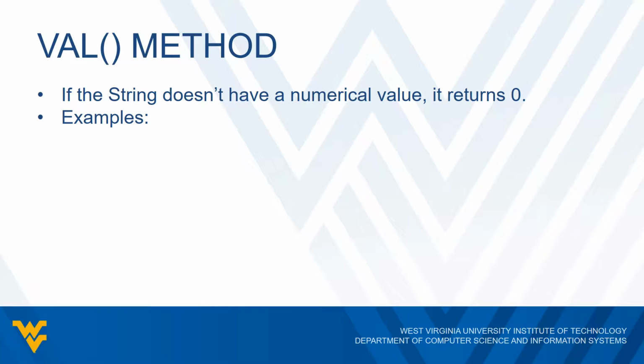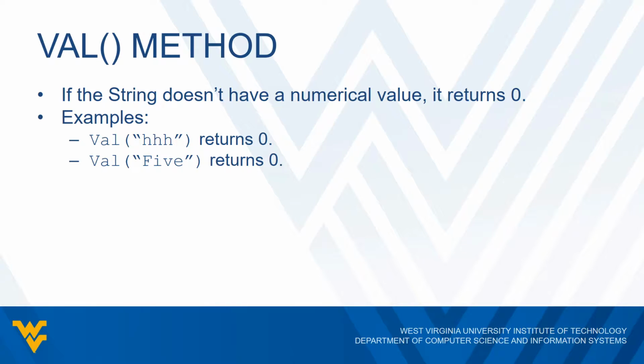So let me give you a couple of examples. Let's say we were to pass some string like three H's. There are no numerical characters in here at all, no digits, nothing. This will return 0. Okay, what about this example where we pass the word five instead of the number 5? Well, we may have passed five, but it's not the number, so since Visual Basic doesn't recognize it as a numerical value, it still returns 0. In this case, if you wanted to return 5, you should assign the numerical value 5 and not the word five.